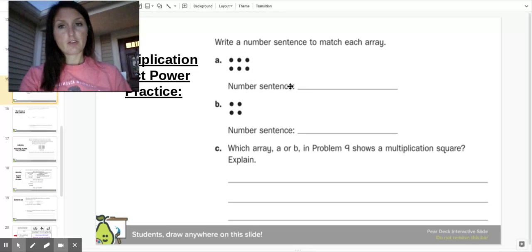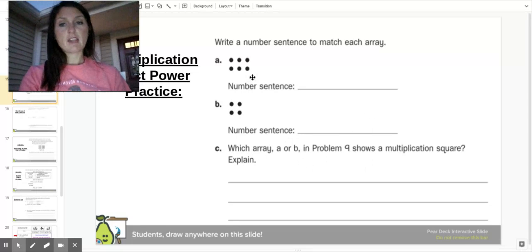Okay, so for this one, just fact power. What is this array? How many groups? How many in each group? Do that times that equals what? Then it says here, do this one. How many groups? How many in each group? How could you do how many times how many in each group equals?